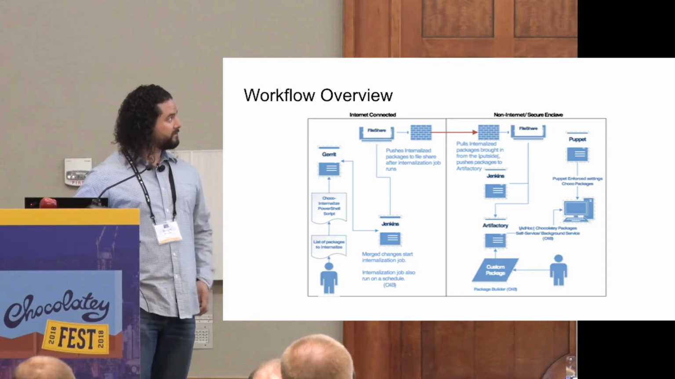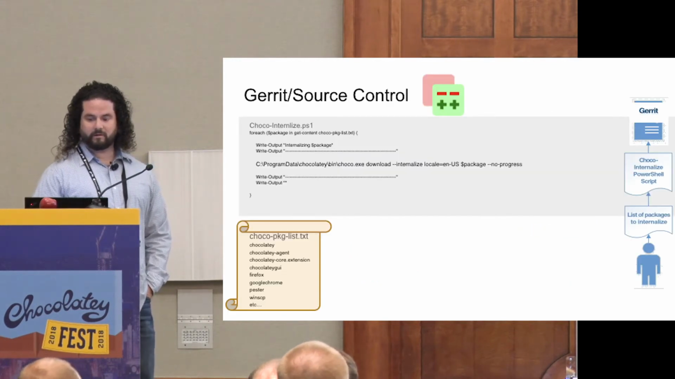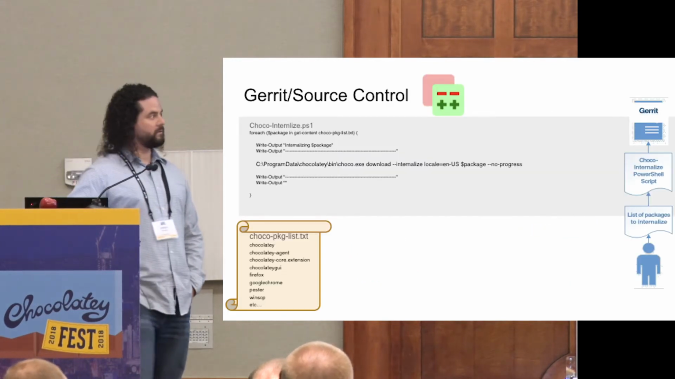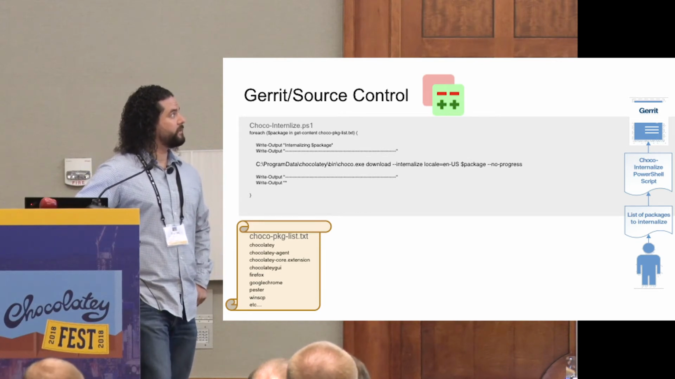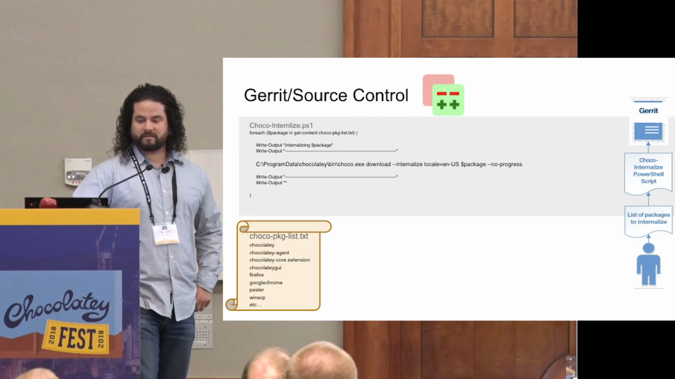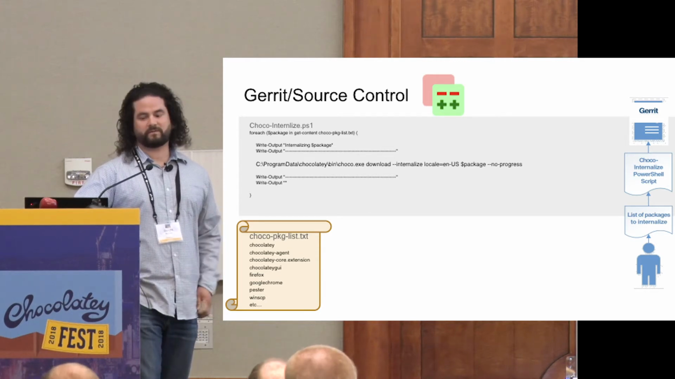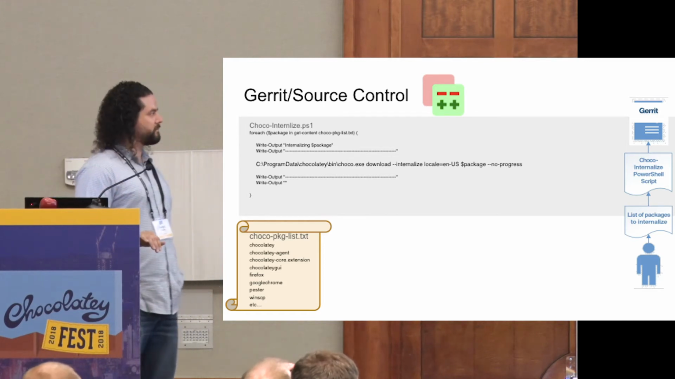So I'm going to break this down. First part is the Gerrit piece. Now this is over on our internet connected site. So pretty simple stuff here. We just have a PowerShell script that internalizes packages based on contents of a text file. Right, so Chocolatey, Chocolatey Agent, Firefox, Google, Pester, whatever.